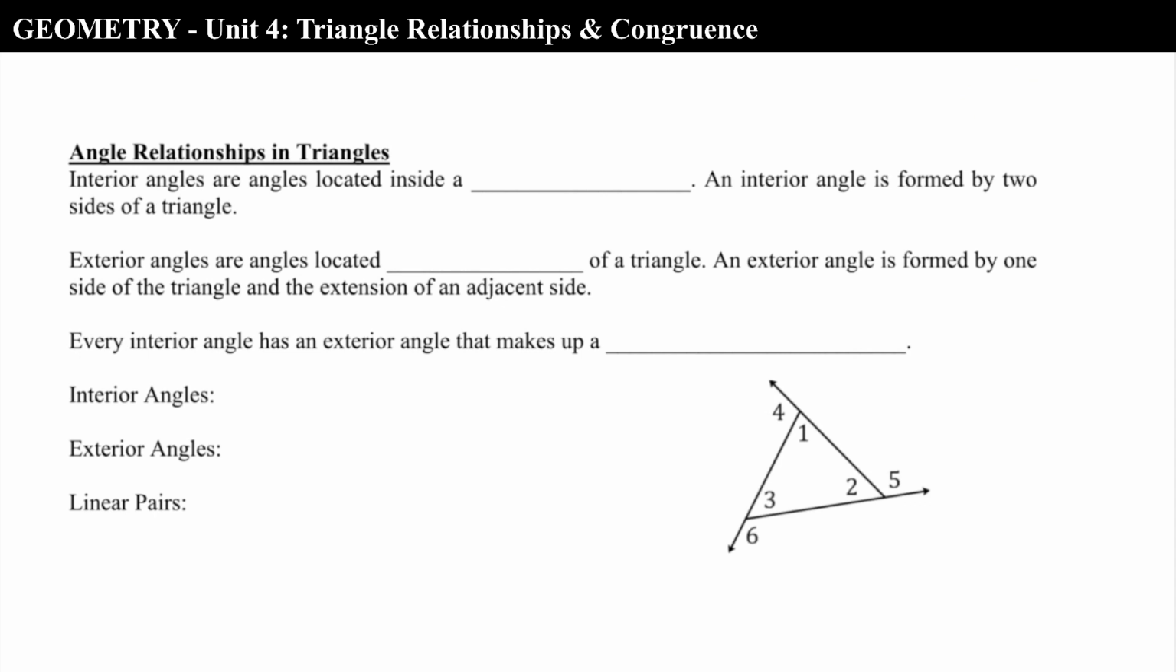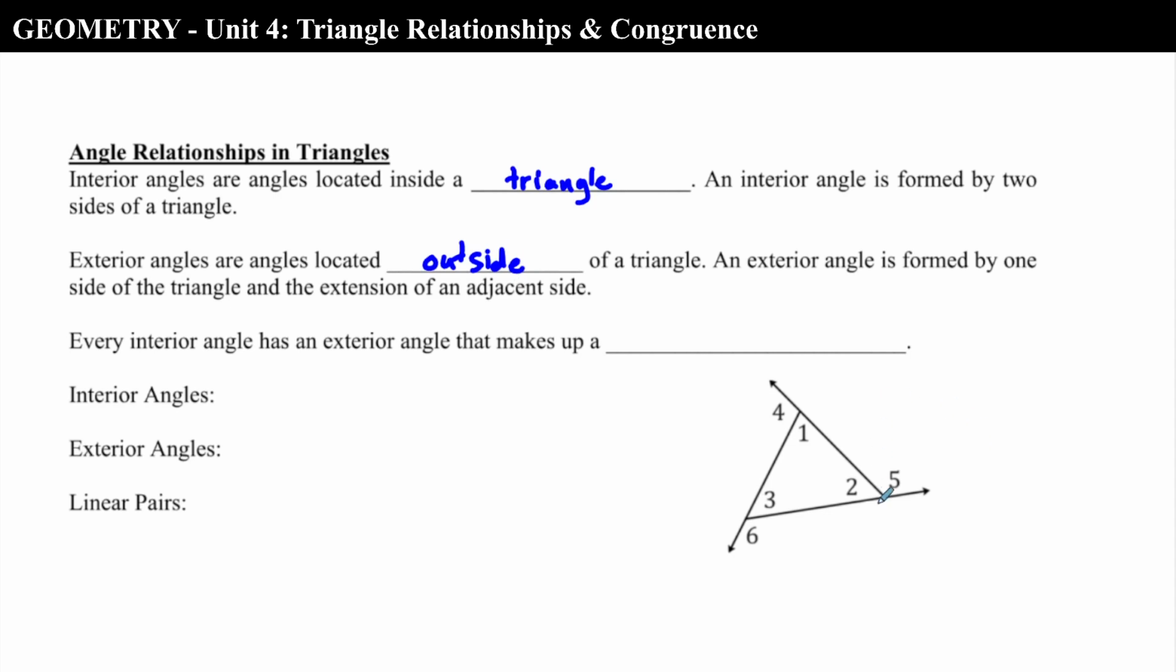All right, let's talk about angle relationships in triangles. Interior angles are angles that are located inside a triangle. An interior angle is formed by two sides of a triangle. When we talked about those angles, we were classifying using the angles of a triangle. You can also have exterior angles that are located outside of a triangle. Now these angles are formed by one side of the triangle and the extension of an adjacent side.